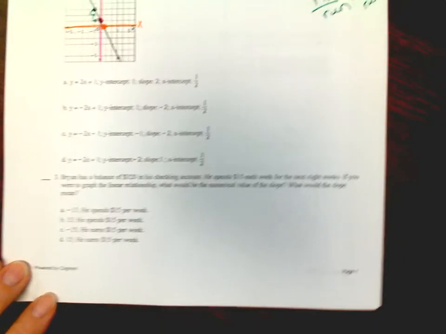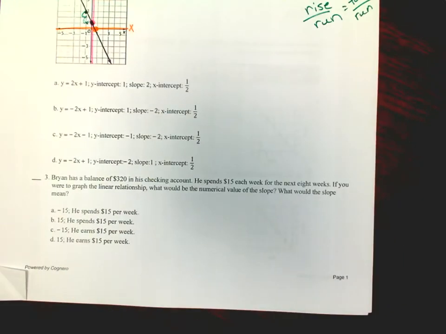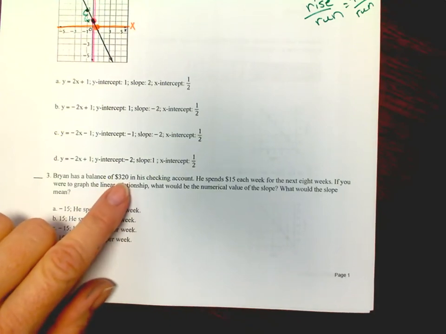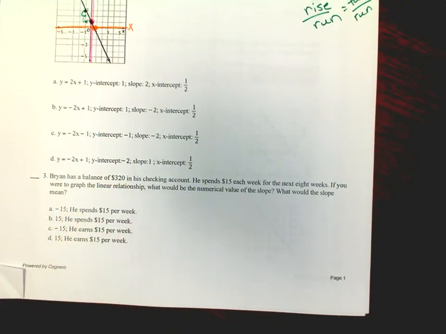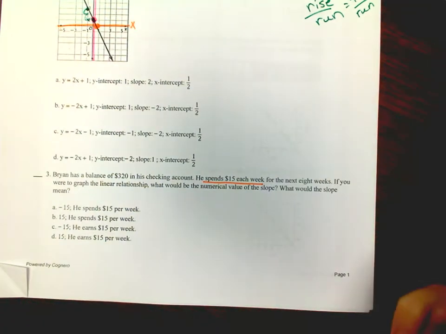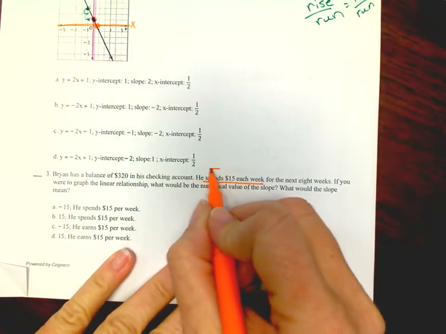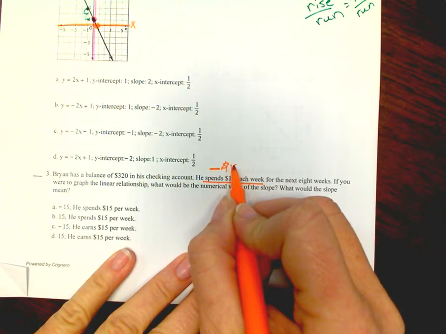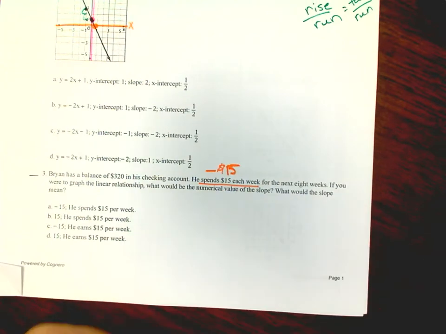Number 3. Brian has a balance of $320 in his checking account. He spends $15 each week. If you spend money, you're taking it away. If you spend it, you're losing it. It's a negative. For the next 8 weeks, if you were to graph the linear relationship, what would the numerical value of the slope be? What would the slope mean?